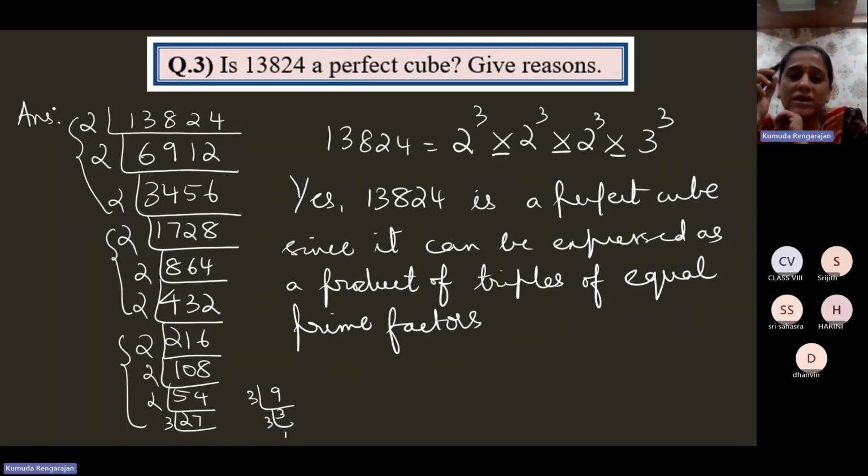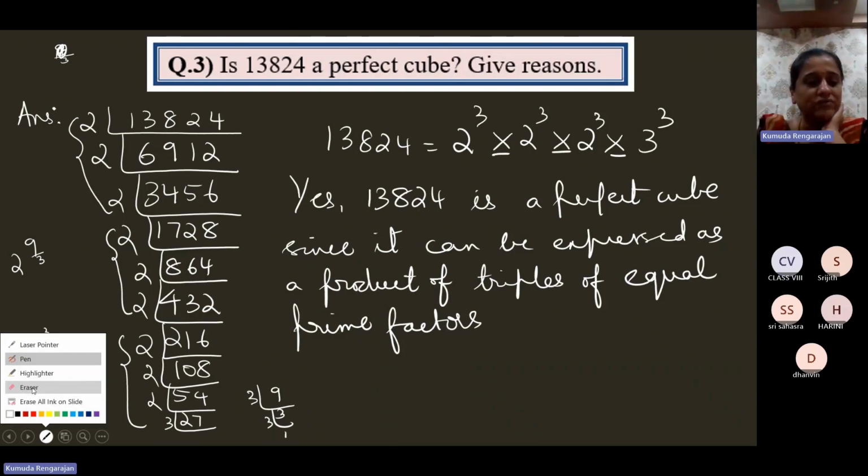If you have 9 pieces, how many triples can you make? 3, 3, 3, right? Yes, ma'am. Yeah, so basically you just have to divide the power by 3. Supposing it is 2 to the power 9, then how much will come out of the cube root? Divide the power by 3. 2 to the power 3 will come out of the cube root.